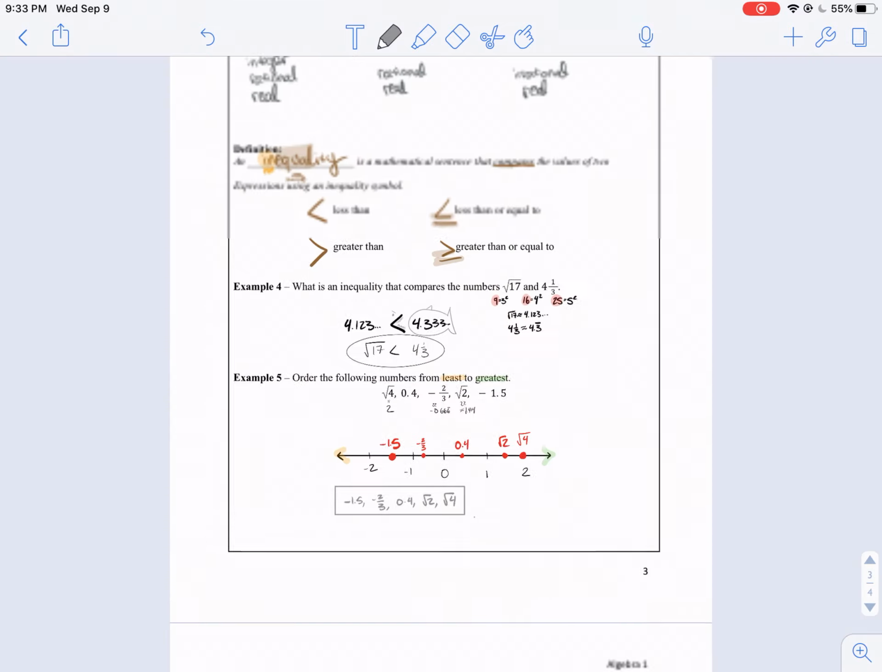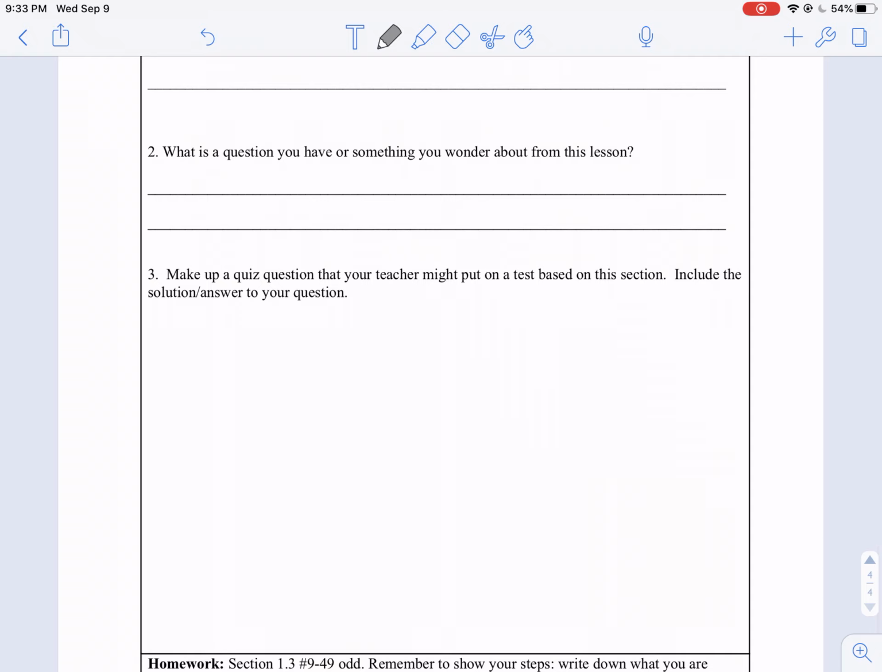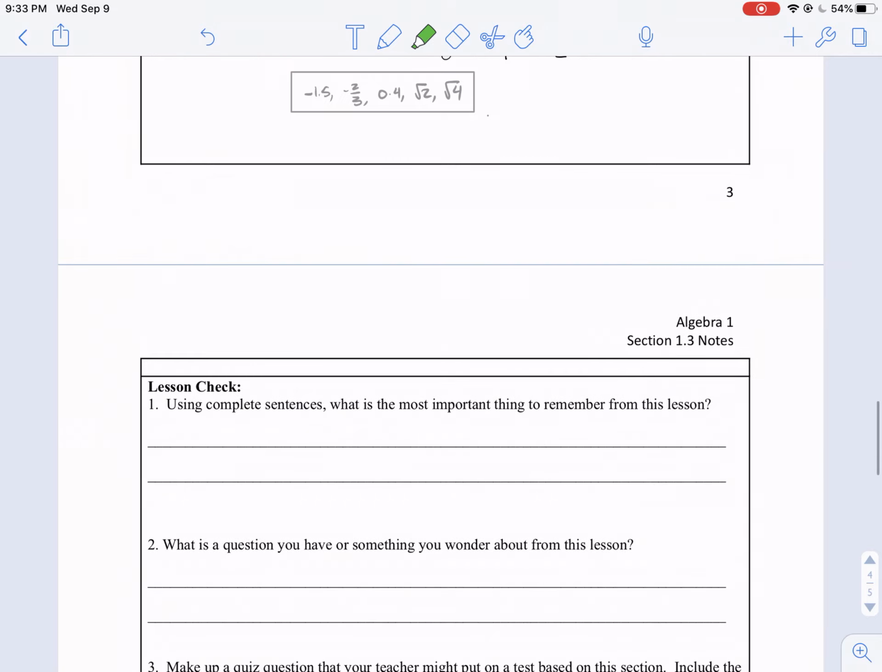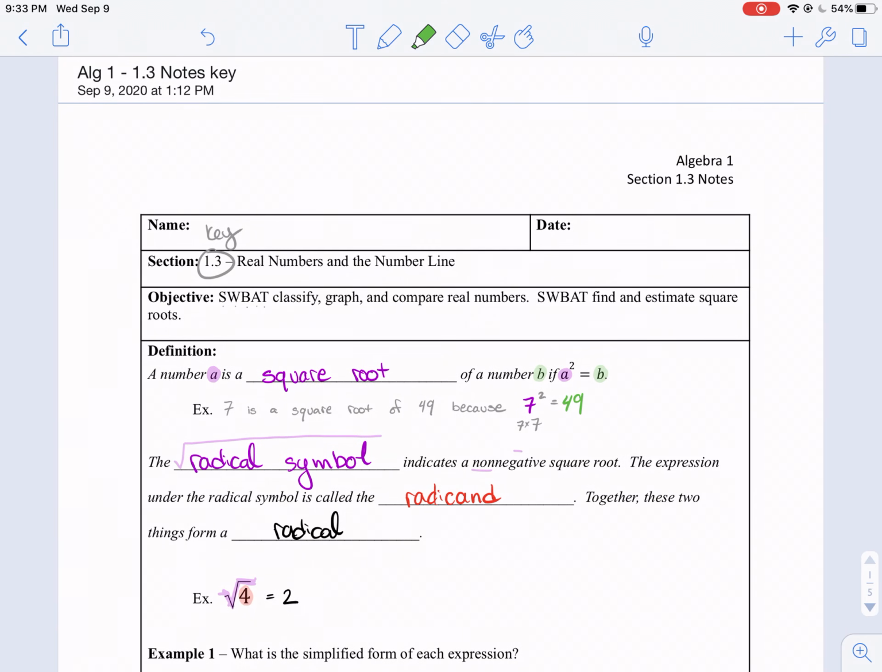You're done. All right. Go ahead and write the most important thing from this lesson, a question or something you wonder about, and then make up a question that would show up on a quiz for this lesson. Remember to show all your work on your homework and have a wonderful day as you compare real numbers and estimate square roots.